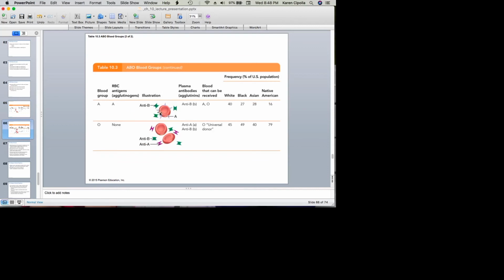Type A is the opposite. You've got the B antibodies that will react. And then type O. Type O is a universal donor, but they are not a universal receiver, which means they can only receive type O blood or they will have an issue.